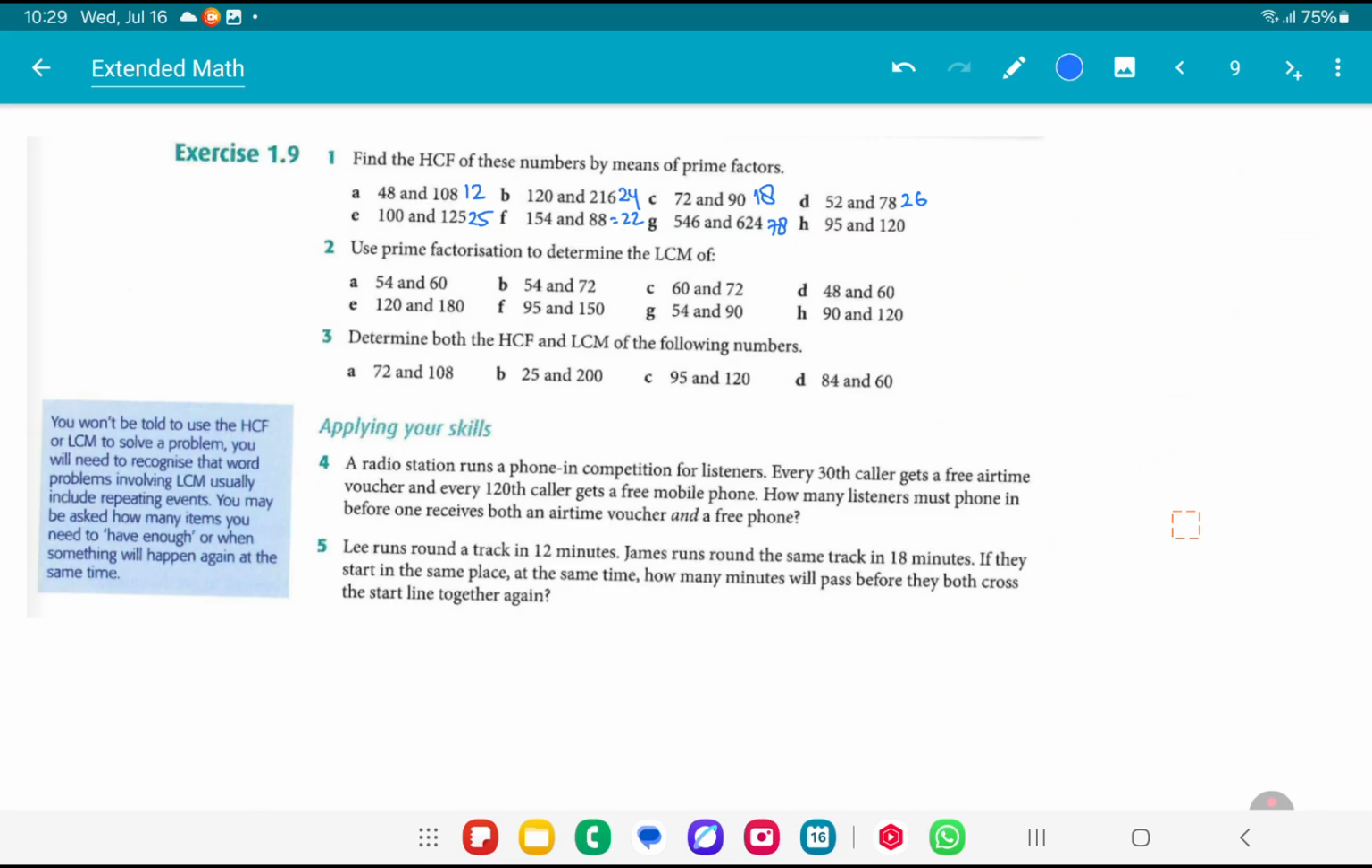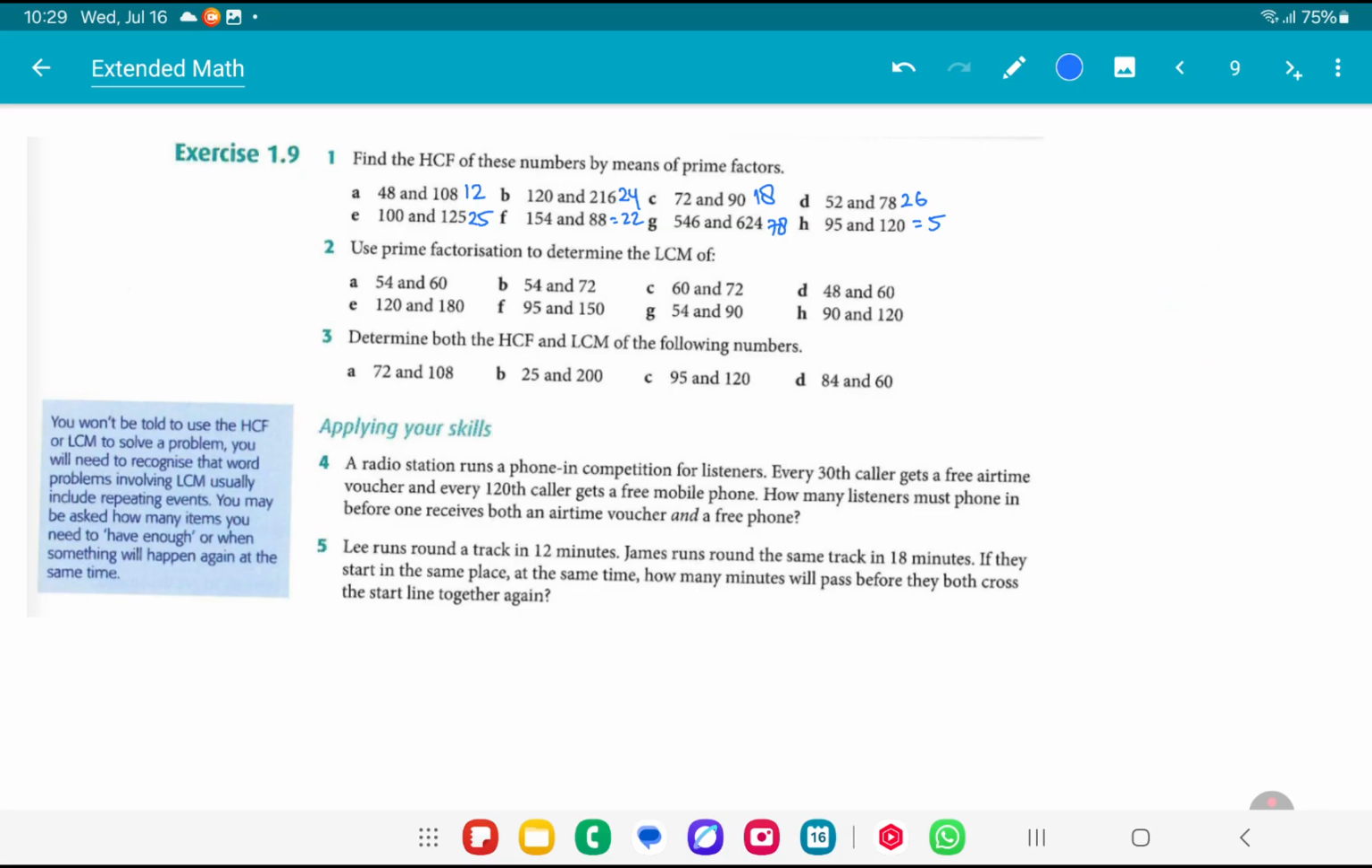Next, for the question 95, we divide by 5. 19, which is a prime number. 120, we divide by 2. 60, divide by 2. 30, 2 and 15, 3 and 5. So we get 2 cube times 3 times 5, and the only common factor is 5.